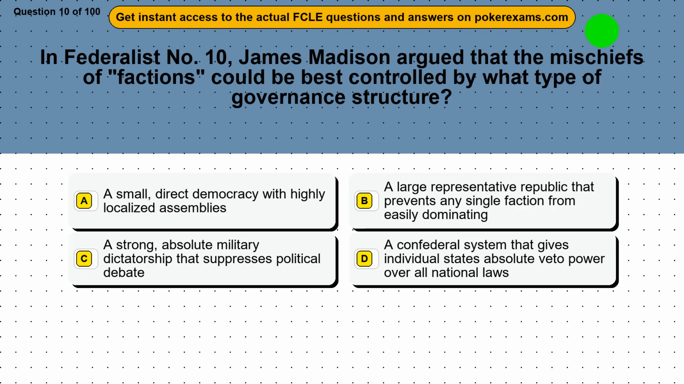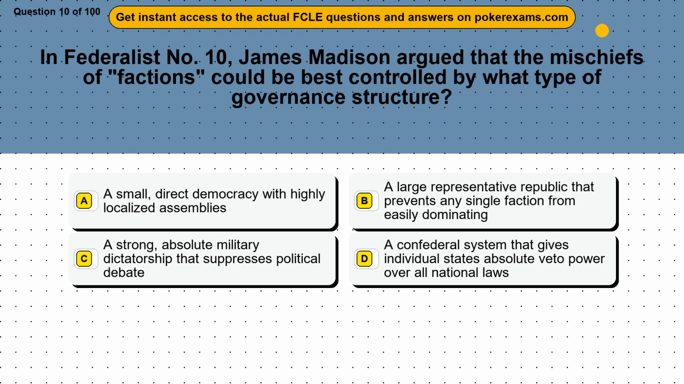Question 10. In Federalist No. 10, James Madison argued that the mischiefs of factions could be best controlled by what type of governance structure? Option A, a small, direct democracy with highly localized assemblies. Option B, a large representative republic that prevents any single faction from easily dominating.